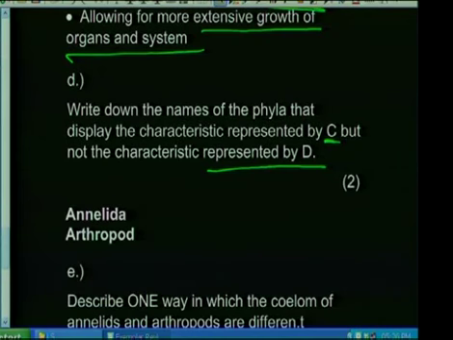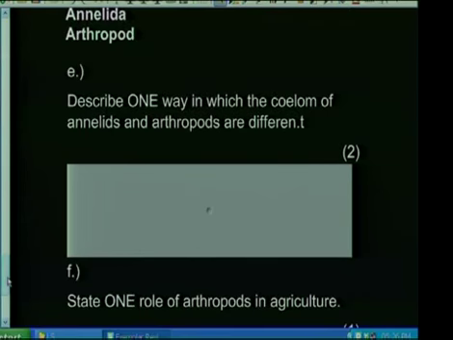So it's Annelida and arthropod. And you cannot include any organism that came before C, because C indicates that this feature is only found in those organisms that came after. The branching took place after that. Describe one way in which the coelom of annelids and arthropods are different.